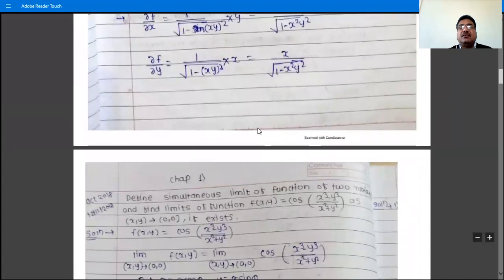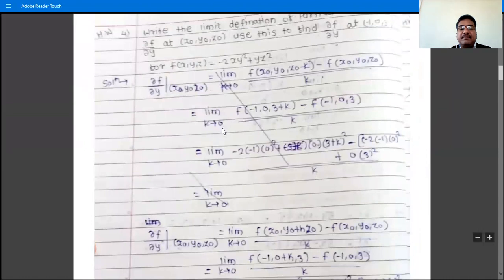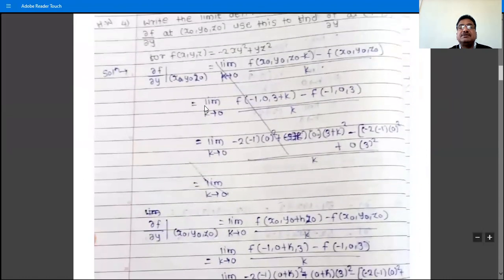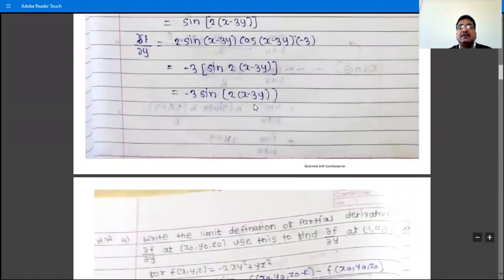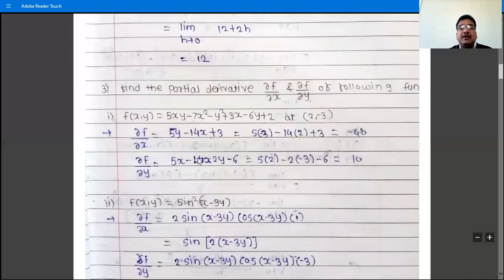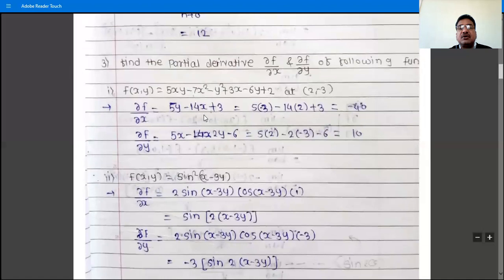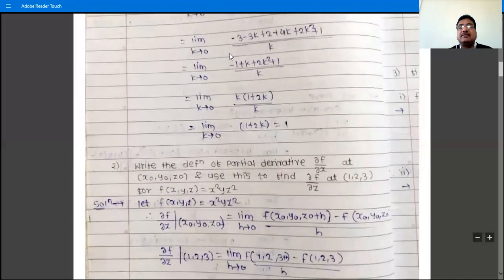So this is the definition, and these are the problems. The derivative at minus 1, 0, 3, the function is given. These are the problems by using definition. Here is also a problem. Directly we can solve, but the question is to find the partial derivative by using the definition of partial derivative. At 1, 2, 3, the function is given.